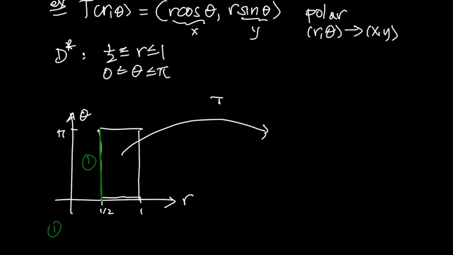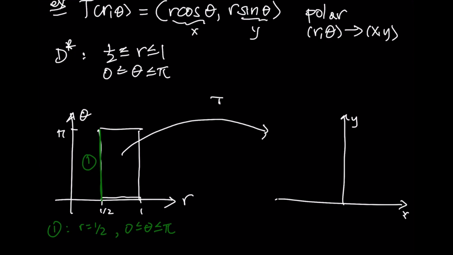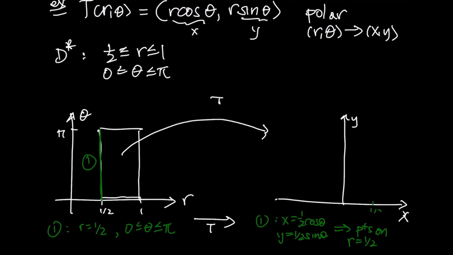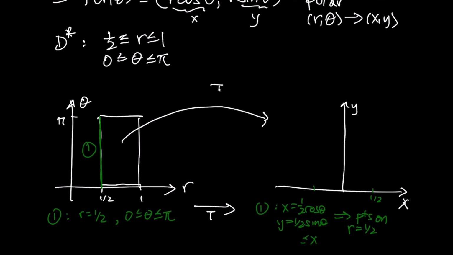And on side 1, the radius is exactly equal to 1/2. Our angle goes between 0 and pi. So if we were to map this into the xy plane, we'll observe the following. X would be 1/2 cos theta, y would be 1/2 sine theta. And these are just points on the circle that has a radius of 1/2. So if we start there, x values will go from negative 1/2 to positive 1/2. Our y values will go from 0 to 1/2. There is our mapping of our region 1.